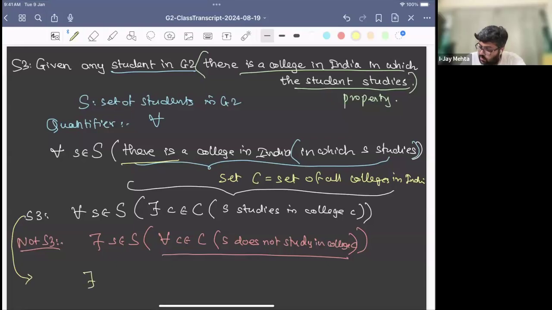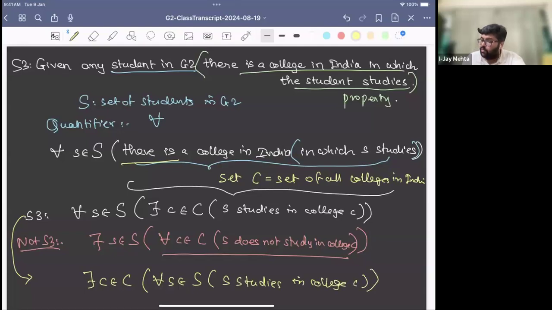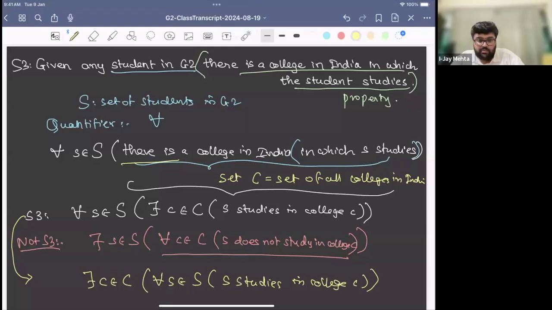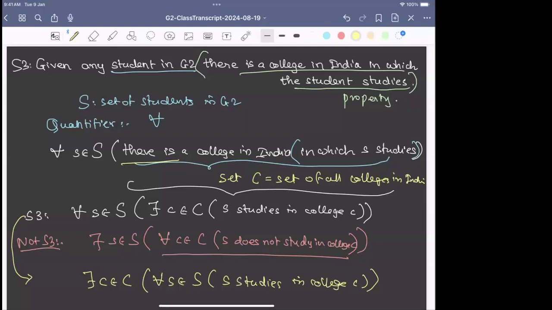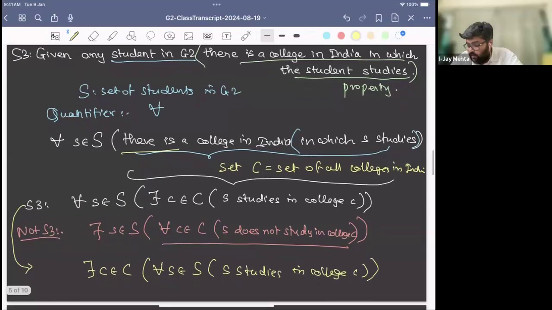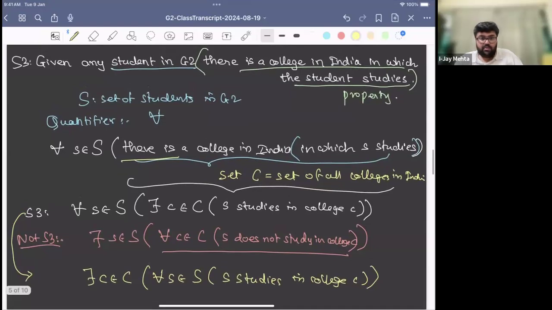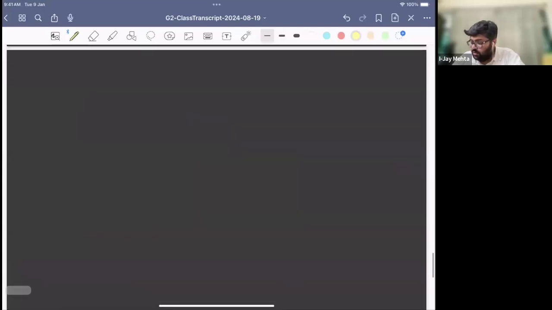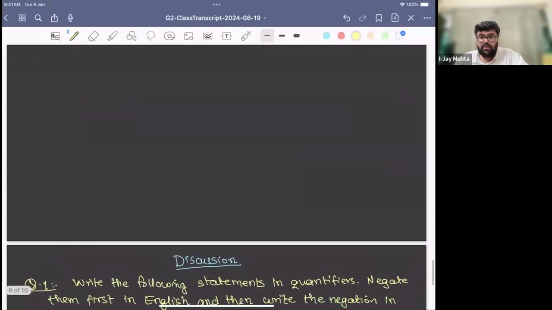Okay, so if I write there exists C in C such that for all s in S, s studies in college C. You interchange the quantifier, right? This is what Maharshi was saying. Is it the same meaning or a different meaning? Let them figure it out in the discussion room. Think in the discussion room what happens, and you can address this when they come back for a couple of minutes. I have some other discussion problems also for them. All this can be covered in discussion.